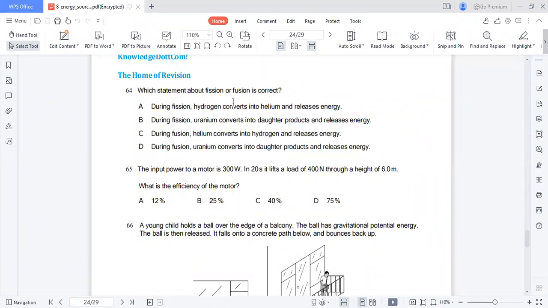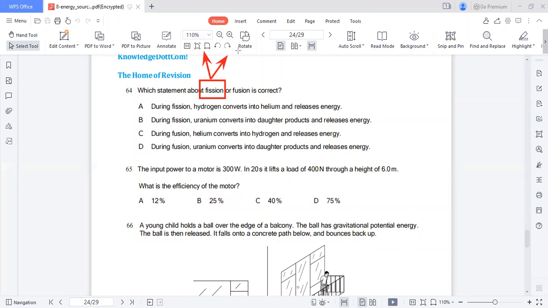Which statement about fission or fusion is correct? In a fission process, a nucleus breaks and forms two different, smaller nuclei. Suppose this is one nucleus. It will break into two smaller nuclei. So this process is called a nuclear fission reaction.